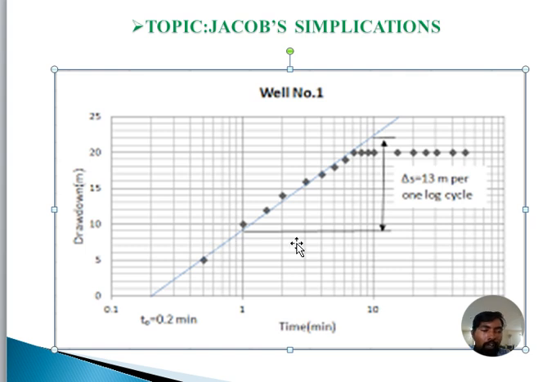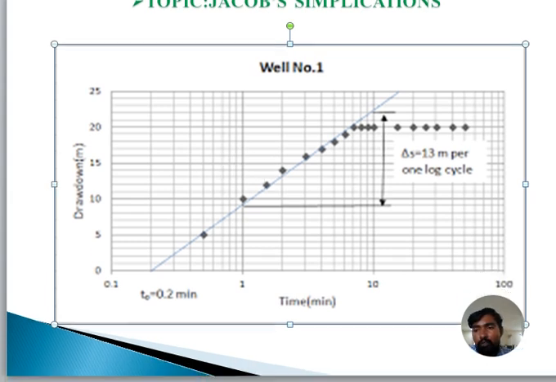The curve has to be represented by the equation, and that curve should be modified by reducing it. Jacob gave some simplifications. According to the simplification, Q is multiplied by 2.303, and automatically we get a straight line formation. Okay, so next one.